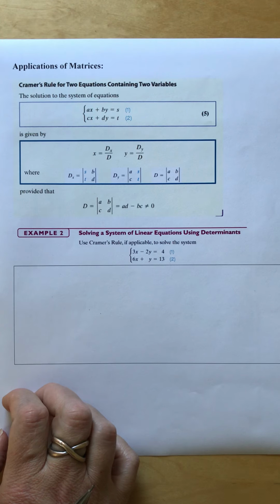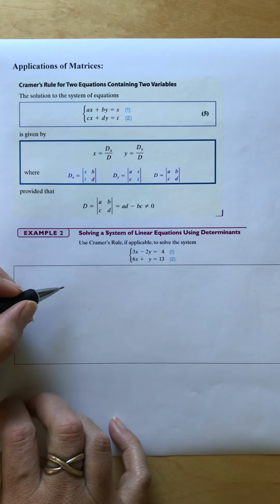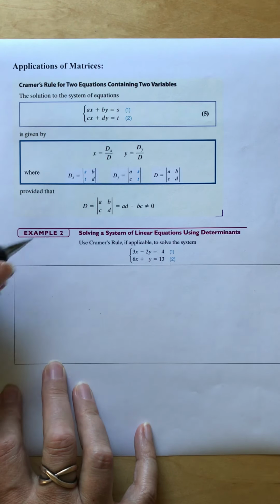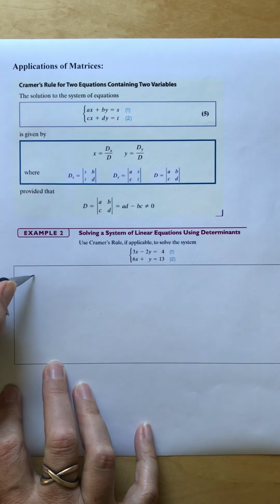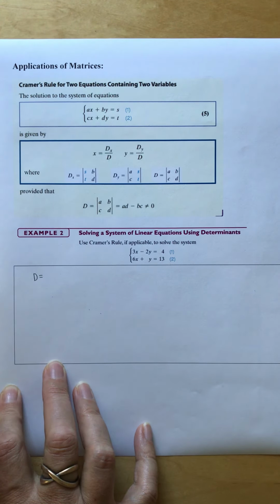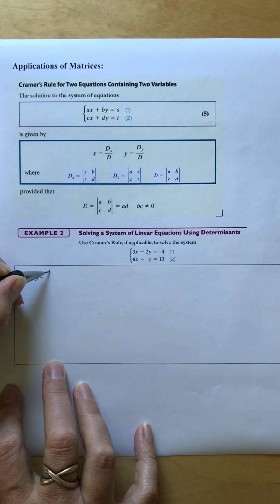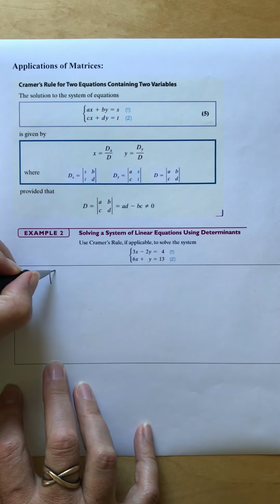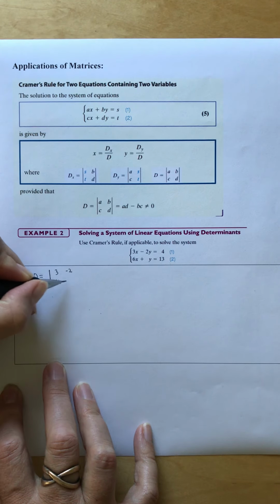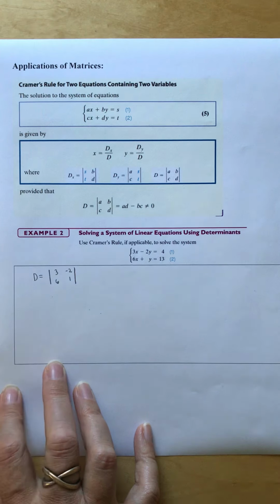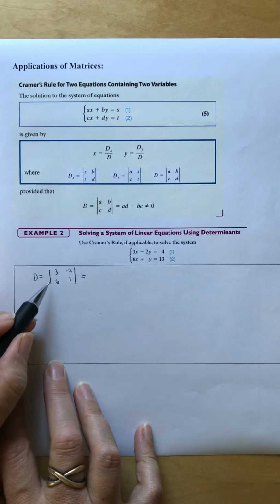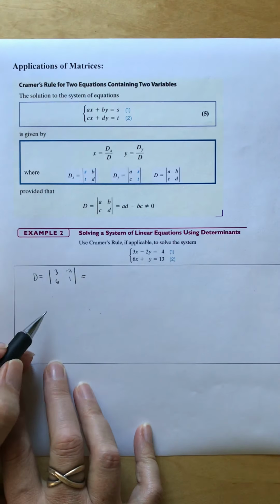And again, let's kind of see it in terms of an example. So for this system, the main D, the denominator, is just the determinant of the coefficients. So D is equal to the determinant, notice just the vertical line, not the brackets, with the 3, -2, 6, and 1. This is only going to work if the determinant of this one is not 0, because it's going in the denominator in the formula.